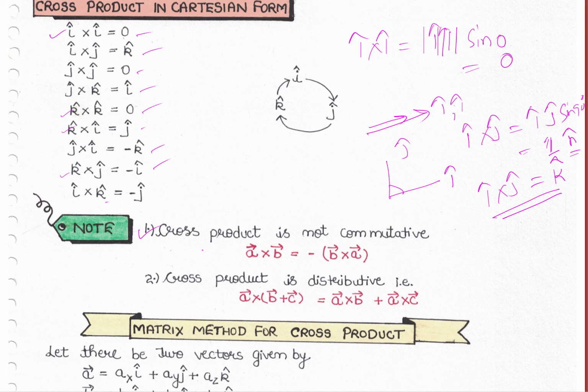Note: cross product is not commutative, that is A cross B is not equal to B cross A. Here A cross B is minus B cross A, and second, cross product is distributive, that is A cross B plus C is equal to A cross B plus A cross C.